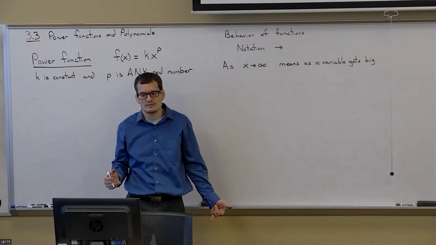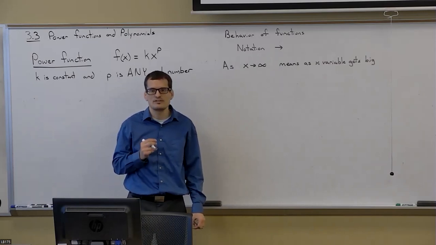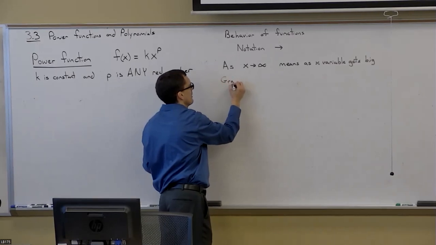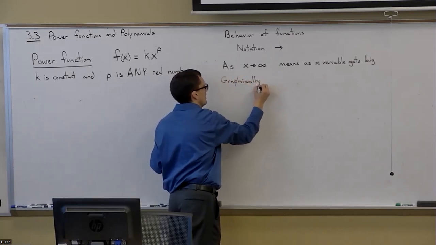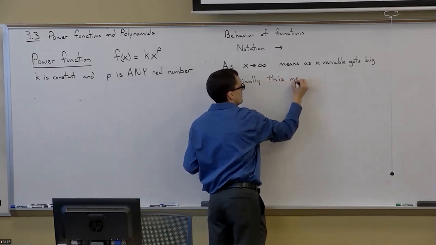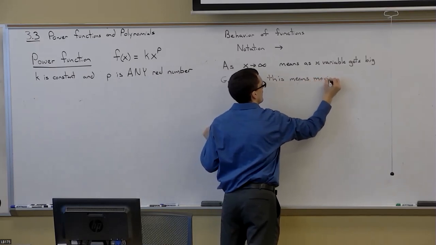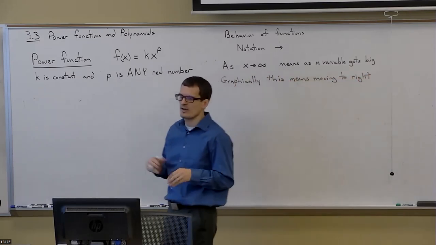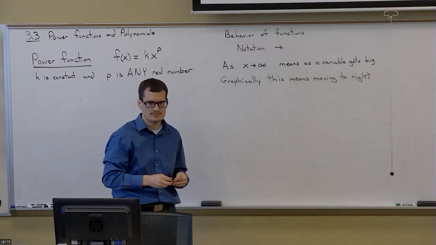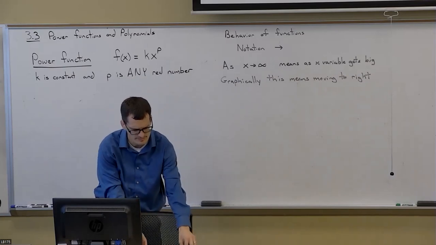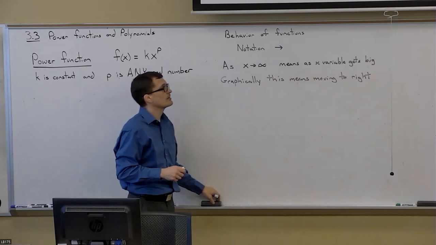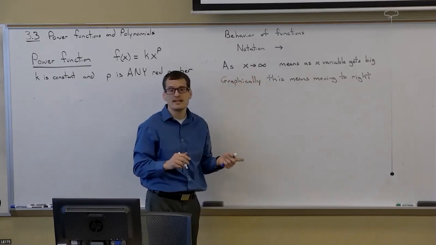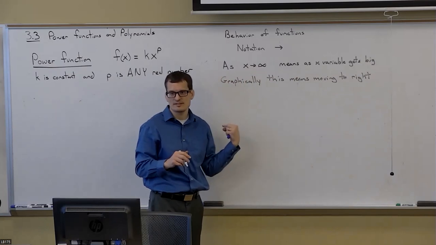That's the arrow notation. Graphically, what we're doing is we're moving to the right on the graph. Graphically, this means moving to the right, and in some sense, forever to the right, right? You just keep going on and on and on and on. So what we're going to ask is this. And we can also do negative infinity. That means moving to the left graphically, all right?